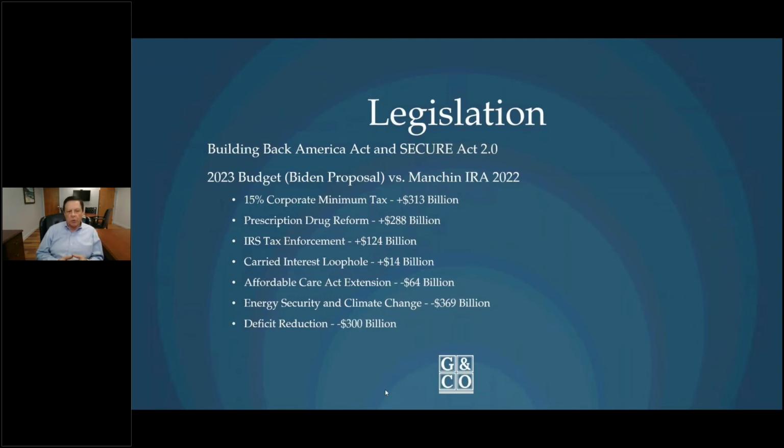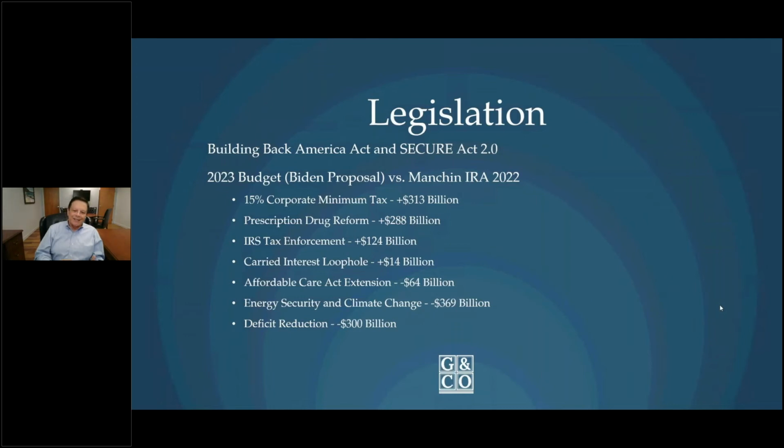That's going to cost $64 billion. That expires in 2025, by the way. And then we have energy security and climate change dollars that's going to cost 369 billion. And the end result is a deficit reduction of $300 billion, or in what I call real people's terms, $30 billion a year. In all honesty, with the federal budget, $30 billion a year probably gets rounded out. It's small, but it's something that if you're going back during the campaign, you can at least point to.